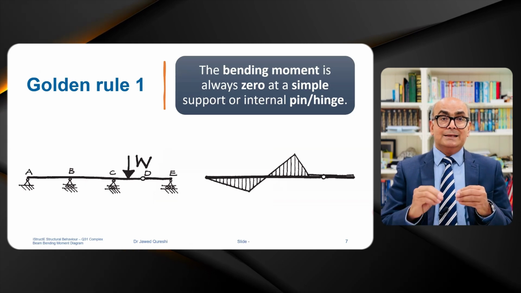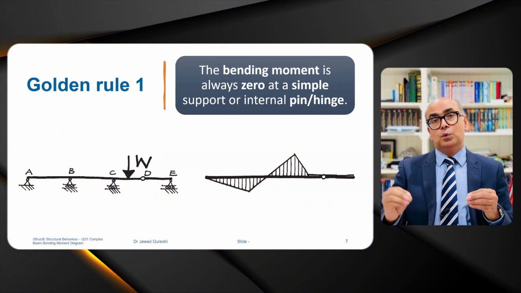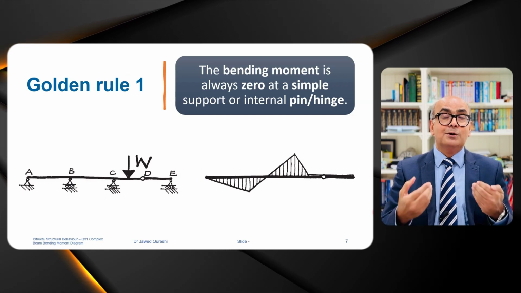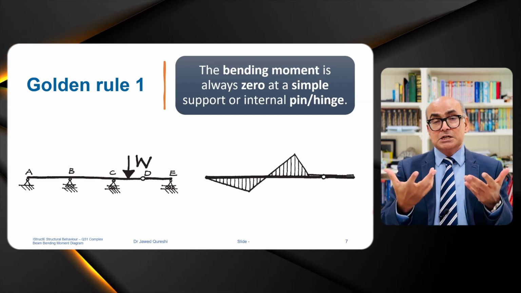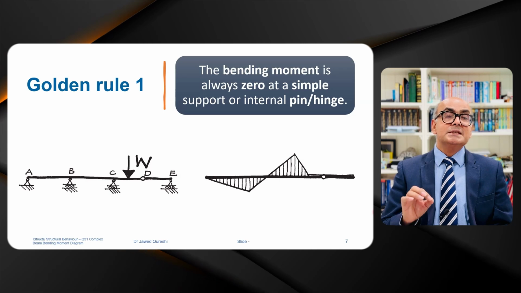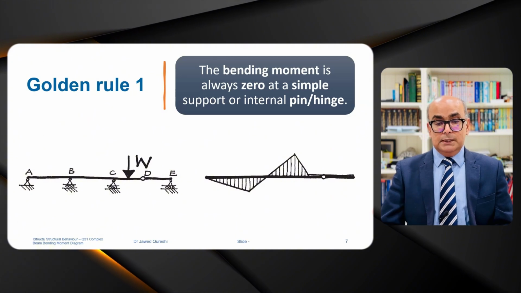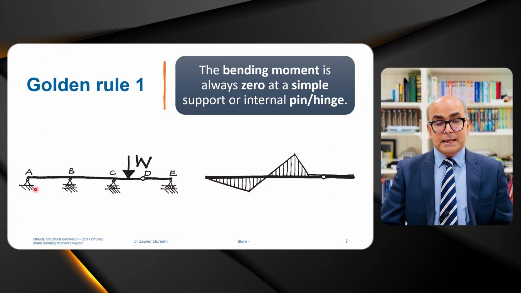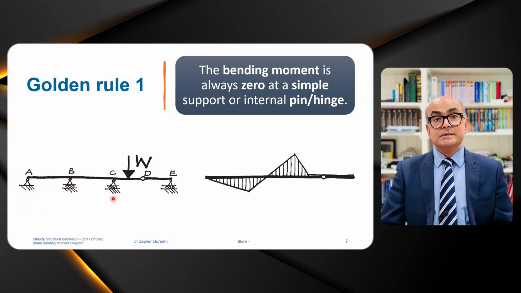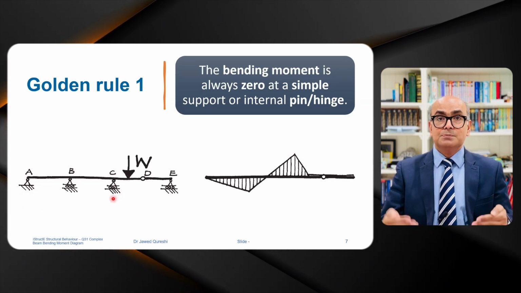Before I go through analysis steps, I would like to cover some basic rules for qualitative analysis. Basic understanding of these golden rules, what I call golden rules, is really very crucial for understanding this topic. Firstly, the bending moment is always 0 at simple pin or a roller support. Here you can see point A will have 0 bending moment. Other points B and C, they have moments, but this is due to continuity between 2 spans.